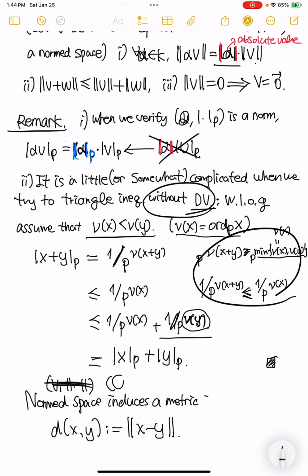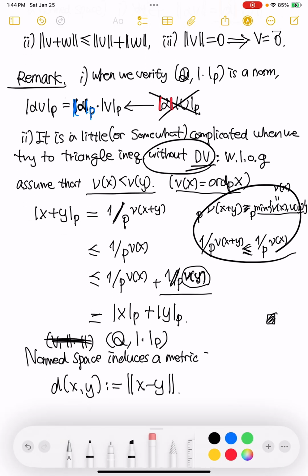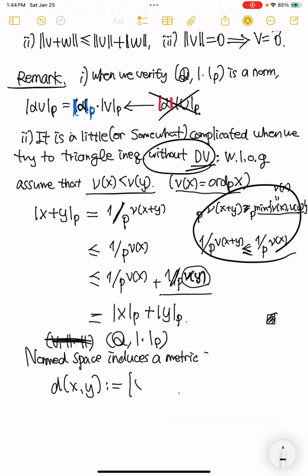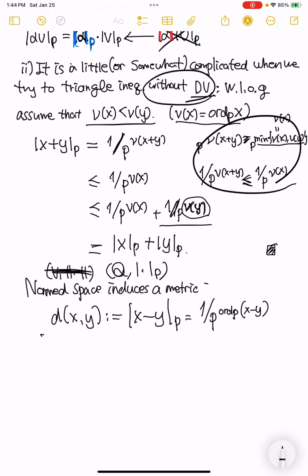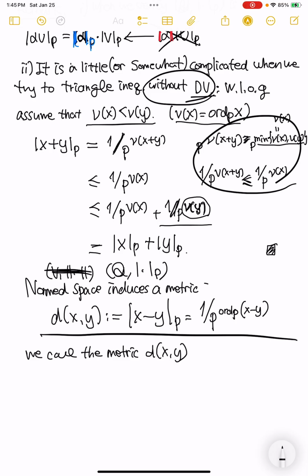Of course, in this case we have Q and the p-adic norm given, so the metric is defined like this, precisely 1 over p to the ord_p of x minus y. Okay, so this is a metric we call the metric d(x,y) induced by the p-adic norm, a p-adic metric.